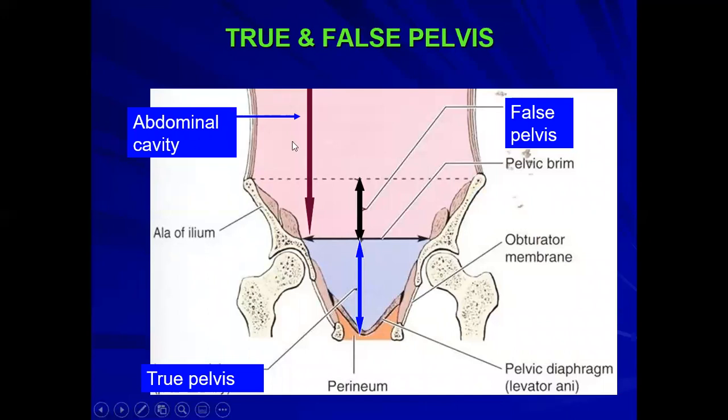Okay, so this picture is just to show you the true pelvis. The whole part here is the abdominal cavity. Sorry, for the correction, this is the false pelvis, and the whole part here belongs to the abdominal cavity. The false pelvis is the lower part of the abdominal cavity. This is the false pelvis, and this is the true pelvis. You will see here.